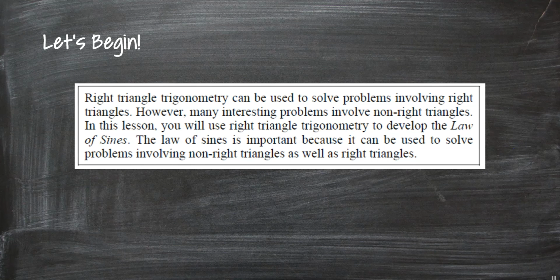Right triangle trigonometry can be used to solve problems involving right triangles. So right triangles, just to remind you, are triangles that have one right angle. And we can use things like sine, cosine, and tangent to find missing sides and missing angles. However, many interesting problems involve non-right triangles, such as obtuse triangles or acute triangles that don't have right angles.